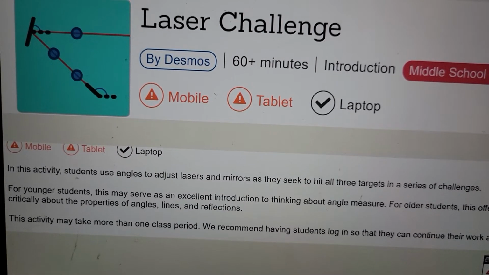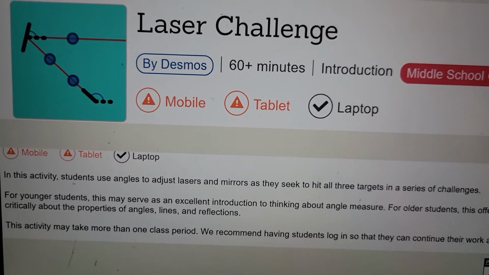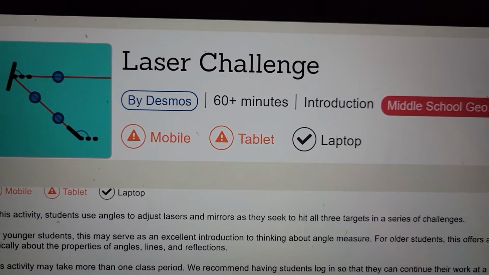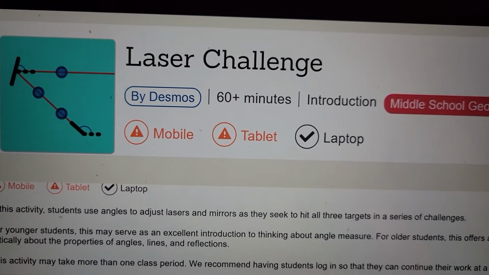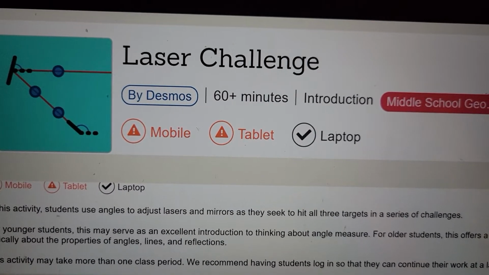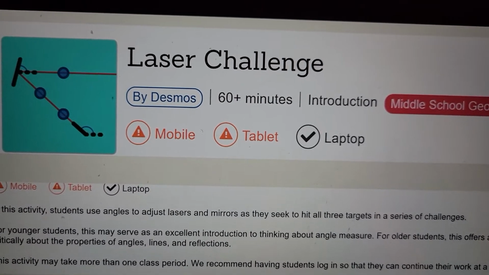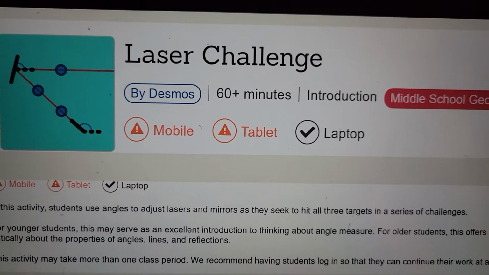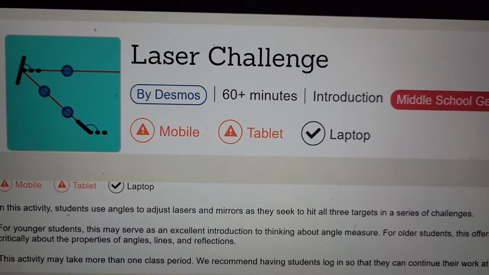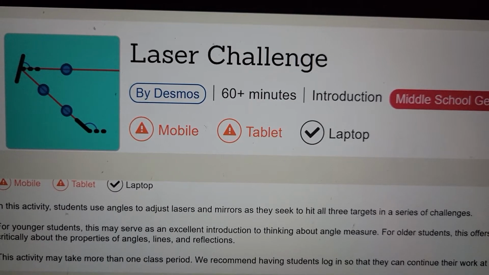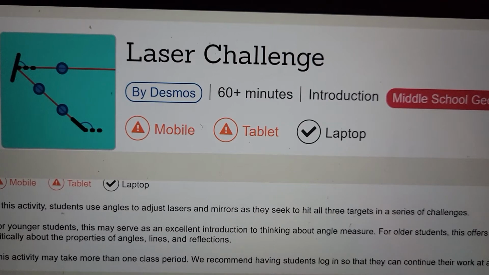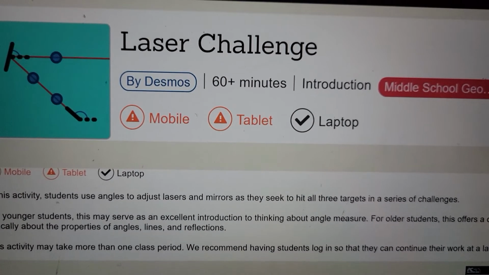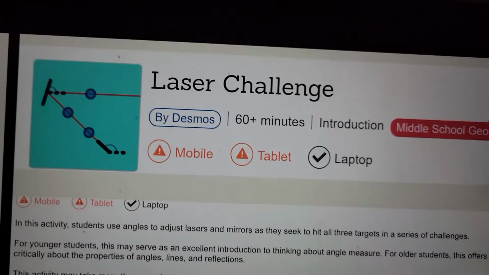So this activity might take longer than 1 class period, as it shows over here 60+ minutes. So you might have to do this activity for 2 class periods. While doing this activity, I personally found it really cool because you would adjust your laser and aim it at a mirror, and by doing so you would try targeting certain areas, and I thought kids would think this was fun and it would be a kind of game.